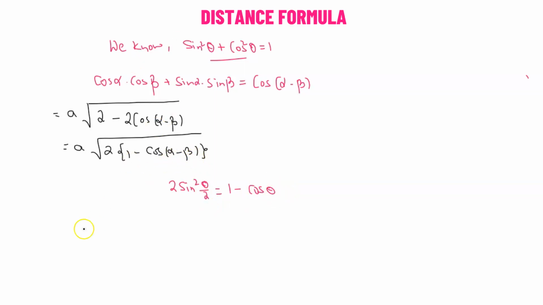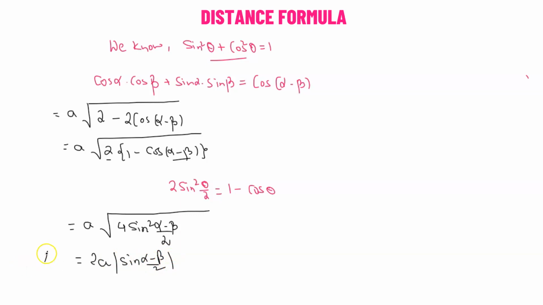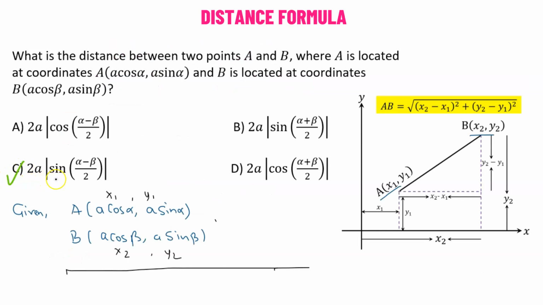So that means our expression within the parentheses is going to become a times square root of, so we already have a 2, so this will get multiplied to the 2 of the coefficient of sine squared theta over 2. So we have 4 times sine squared, theta over 2, but theta is actually alpha minus beta, so we have alpha minus beta over 2. So that gives us the final result. Square root of 4 is going to be 2, so we have 2 times a times square root of sine squared of alpha minus beta over 2, so that's going to be sine of alpha minus beta over 2. So this is going to be the distance between the points A and B. That means the correct option is going to be option C. We have 2a times the absolute value of sine of the angle alpha minus beta over 2.